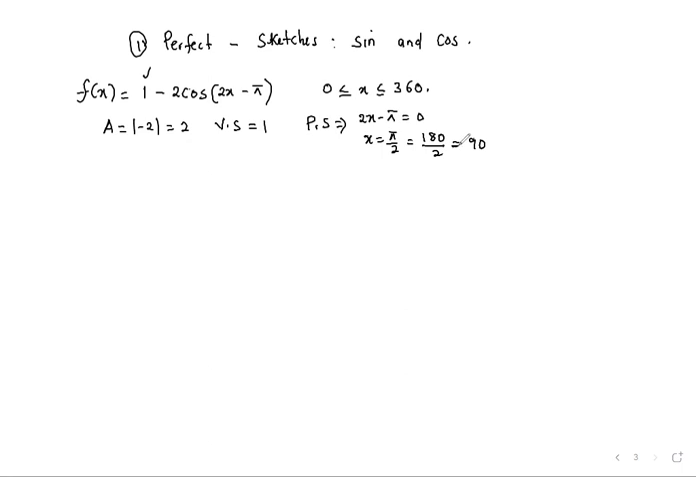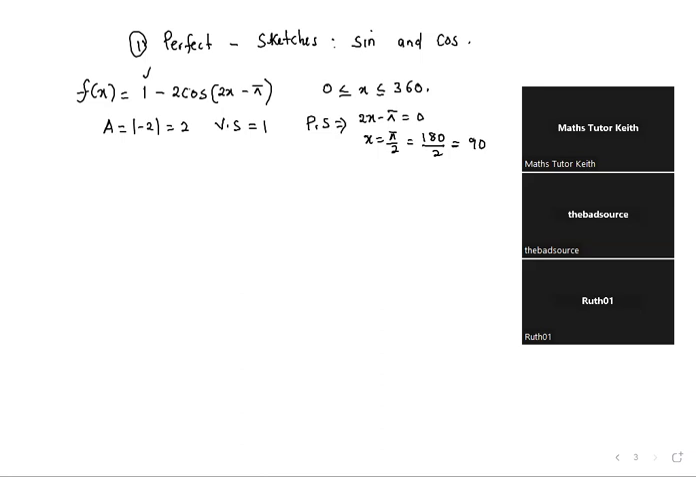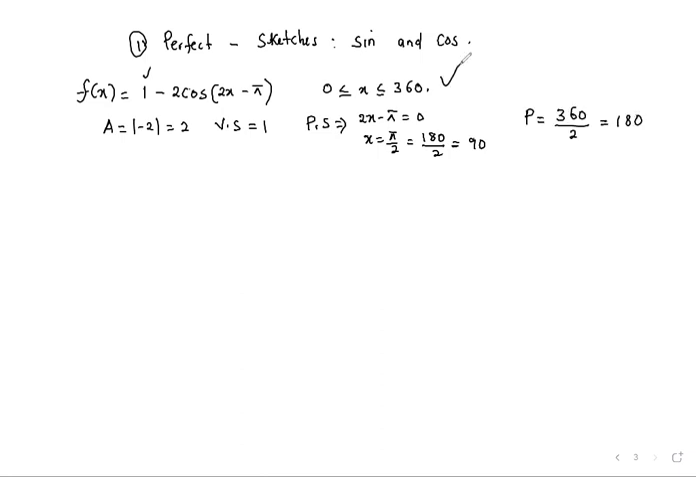And then what else? For amplitude, vertical shift, phase shift, period. So the period is 360 over 2, which is 180. I've deliberately put this interval in degrees and that one in radians, just to show you that it's not important to convert. Okay. It's not important to convert.